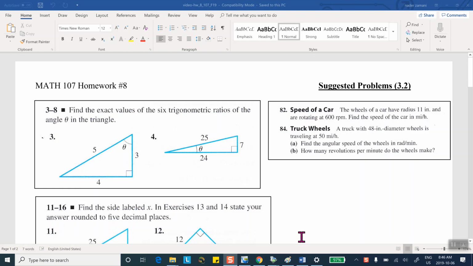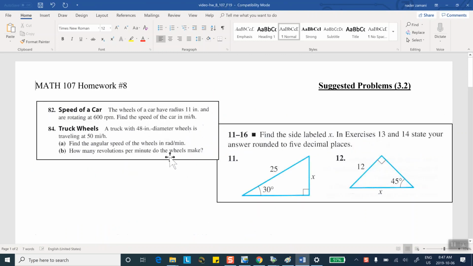Okay, now this type of problem that you see on the right top corner actually came from section 3.1, but I didn't have room to include it in the previous homework. So these two problems, 82 and 84, are actually from 3.1. And let's go ahead and do 82 first. Let me delete this so that I have more room.